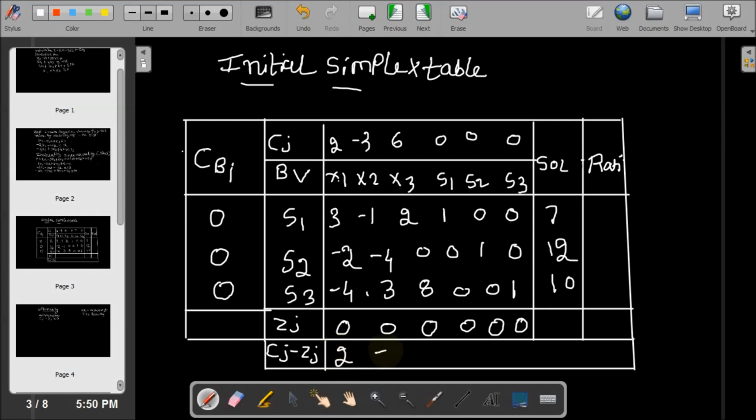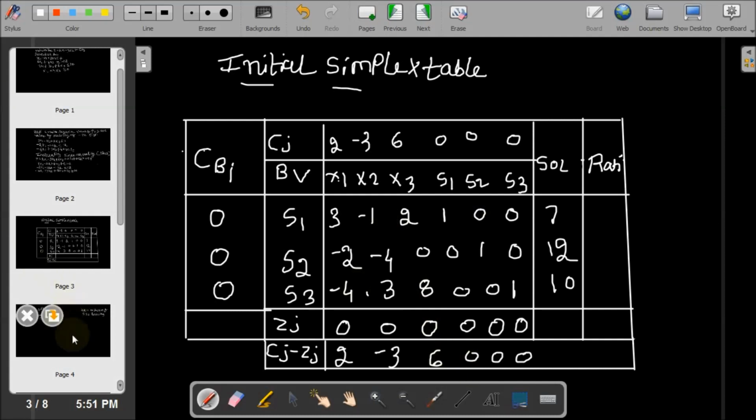Minus 3. The value will be same here. 6. 0. 0. 0. Now you can see the Cj minus Zj values are 2, minus 3, 6, 0, 0, 0. Getting, guys? Now after calculating the Cj minus Zj values, you should check for the optimality condition.